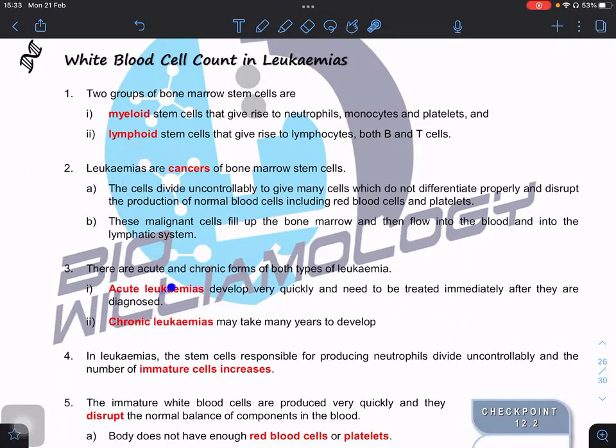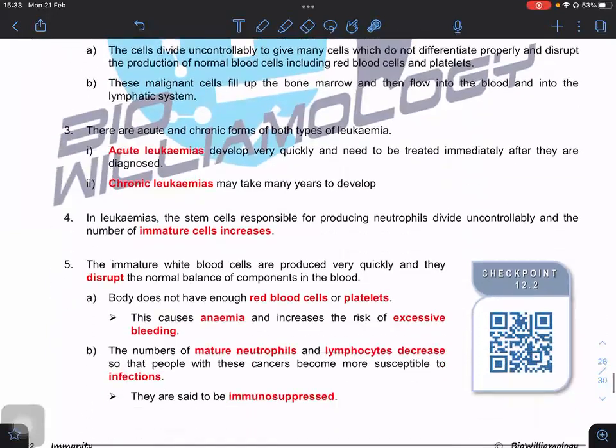Okay. So we have acute leukemia and chronic leukemia. Acute means they develop very quickly. Sometimes you have no symptoms, nothing, suddenly, you are diagnosed with leukemia. Okay. So this kind of leukemia is very fast, so we call it acute leukemia. Chronic leukemia may take many years to develop.